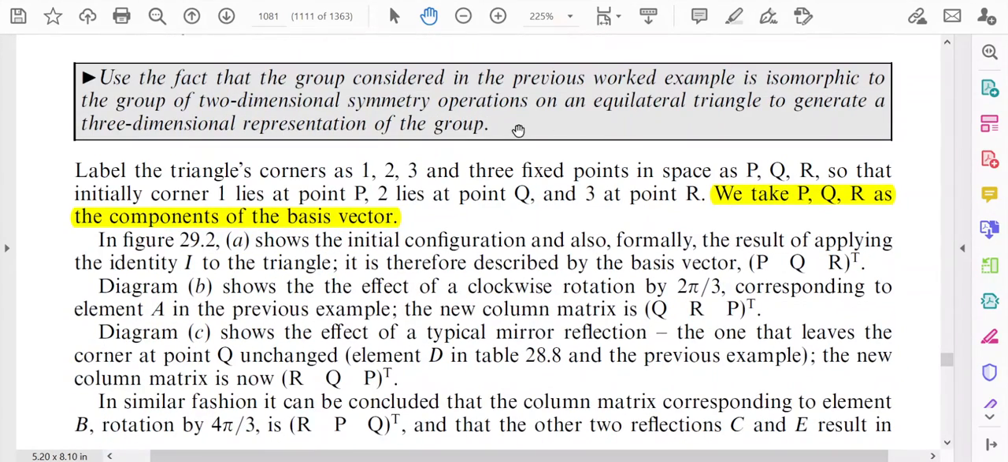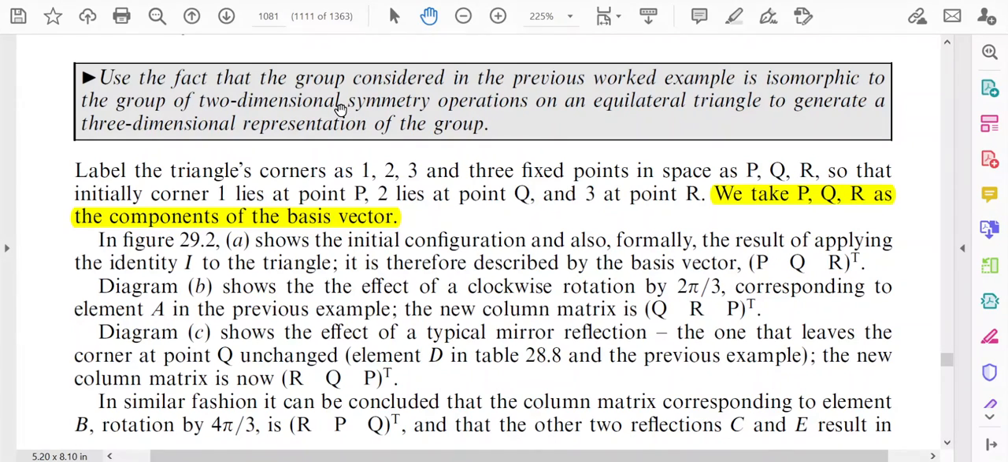So let us consider another example. Suppose we use the group considered in the previous worked example. In the earlier lecture we took the permutation group and obtained the representation matrices for that particular permutation group. The permutation group that we discussed is isomorphic to the group of symmetry elements for an equilateral triangle.